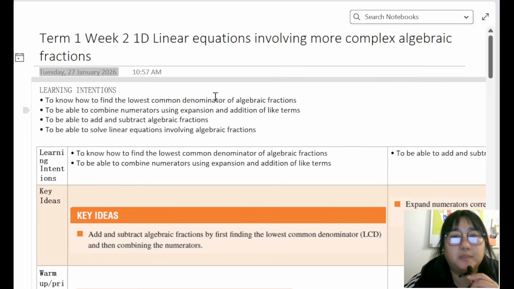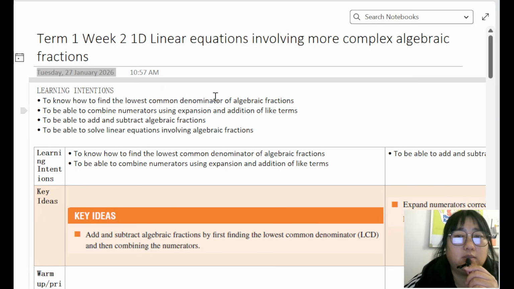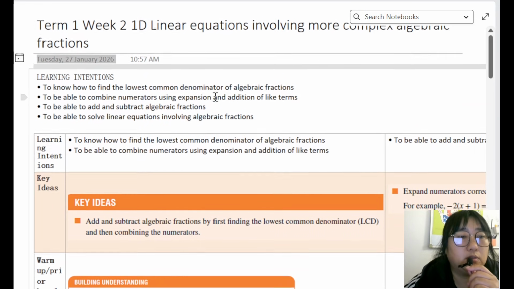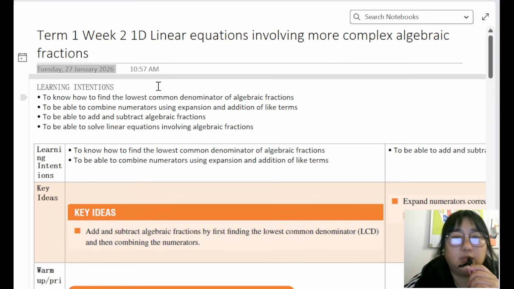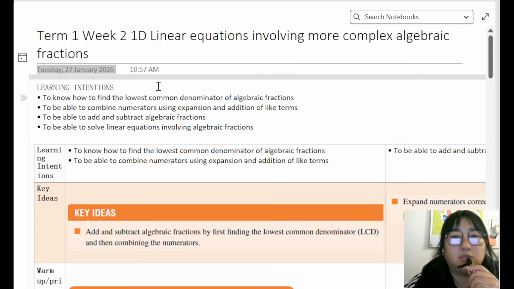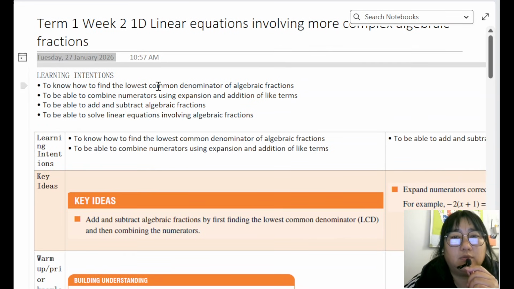So today we will continue to teach the Year 10 Pre-Methods, topic 1, linear equations and inequalities. Today we'll go through lesson 1D, linear equations involving more complex algebraic fractions. First you can have a look at the learning intentions.